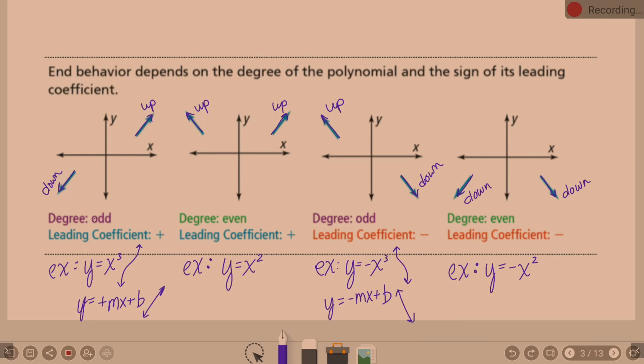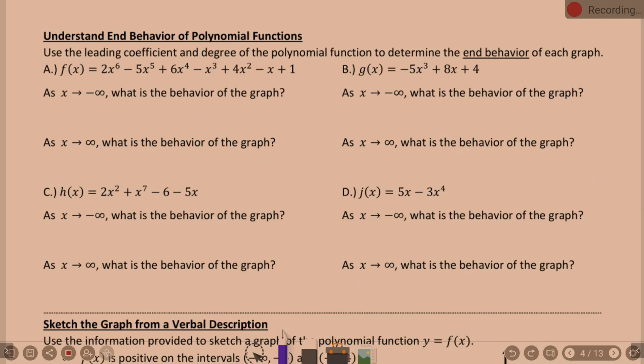Okay. And they ask us to use the leading coefficient and the degree of the polynomial to determine the end behavior. So what's this graph doing as it goes off to the left and off to the right? Now, we're going to throw infinities in as we read the questions and answer the questions, but I'll explain as we go here. So, on A, f of x equals 2x to the 6th minus 5x to the 5th plus 6x to the 4th minus x to the 3rd plus 4x squared minus x plus 1.